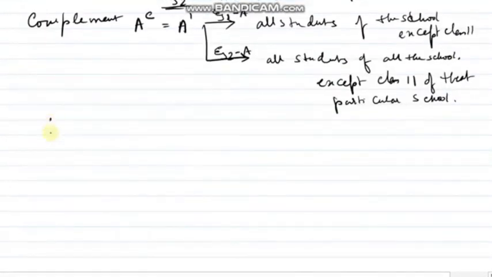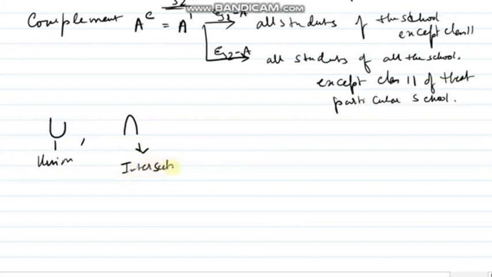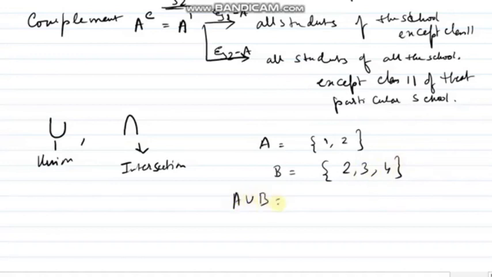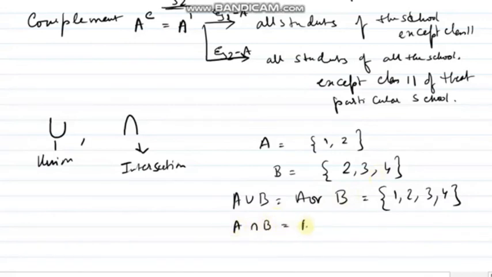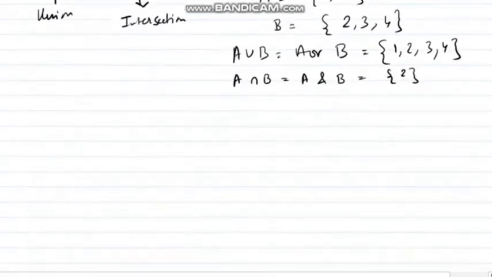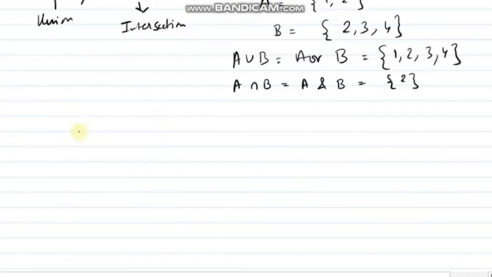Now union and intersection. This is known as union, this is known as intersection. Suppose set A is 1, 2 and set B is 2, 3, 4. So A union B means A or B, which implies all the elements of A and B. And they are distinct objects, I am not going to repeat. And A intersection B means A and B, which includes only the common elements. Is it fine?